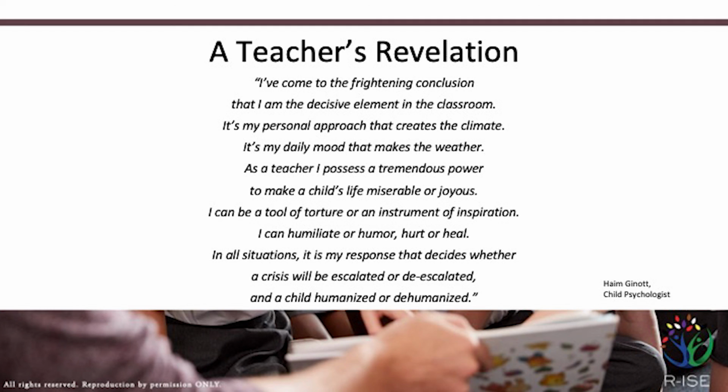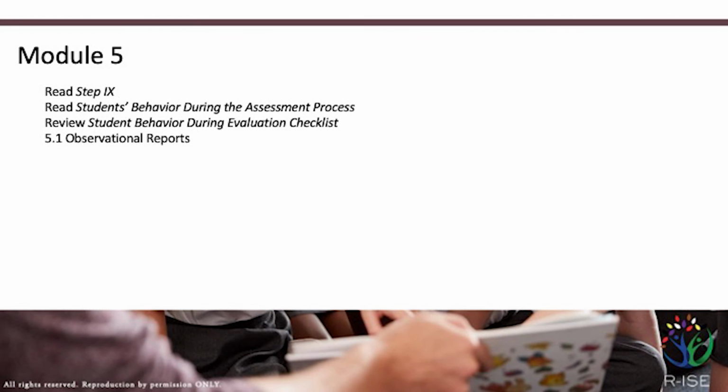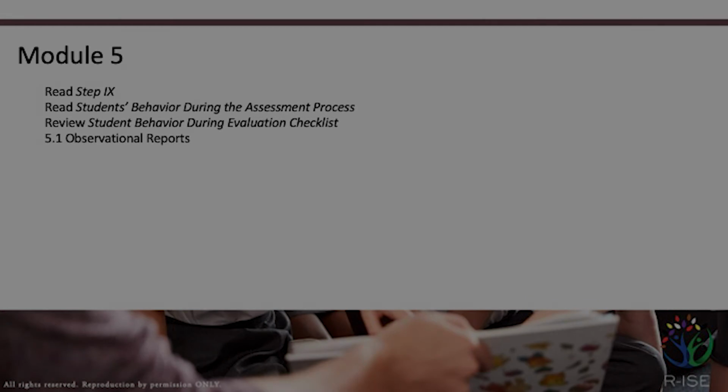As you move into the lessons and the readings in Module 5, please first read Step 9 in our textbook, Read Students' Behavior During the Assessment Process, and the Student Behavior During the Evaluation checklist. And then submit your assignment on observational reports. Let me know if you have any questions.